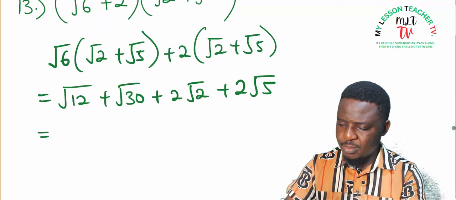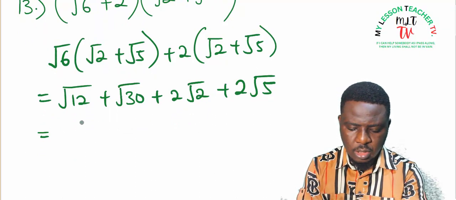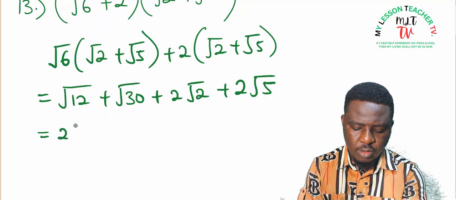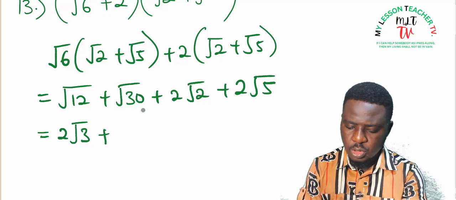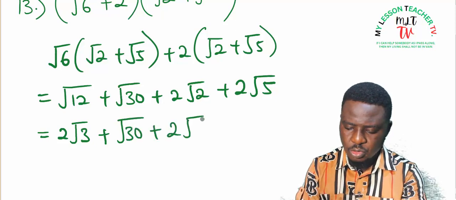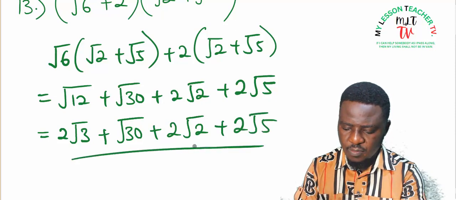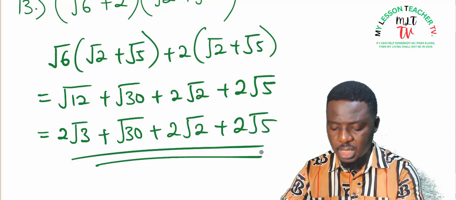Let's simplify them into their basic surd forms where necessary. Root 12 can be said to be 2 root 3, plus root 30 cannot be split further, so we have it as 2 root 3 plus root 30 plus 2 root 2 plus 2 root 5. Ladies and gentlemen, this is your answer.